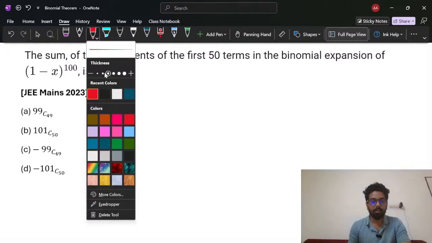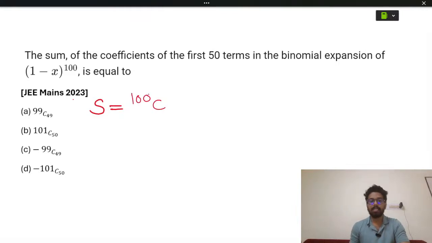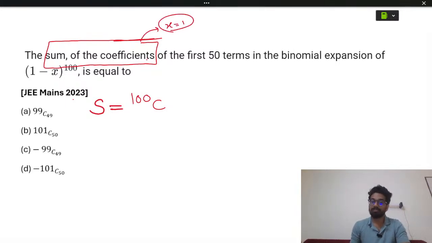If you will write down the sum, how will you write it down? It is equal to 100. Okay, one thing: when they ask for the sum of the coefficients, here we have to discuss. Sum of the coefficients of all the terms: here you have to put x equal to 1. Anyway, let's write down 100C0.